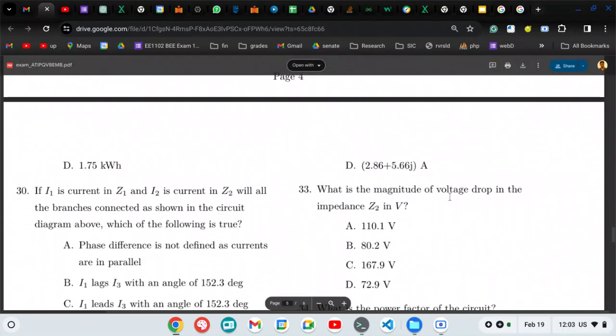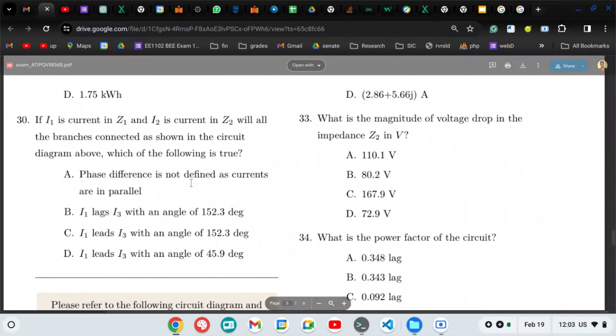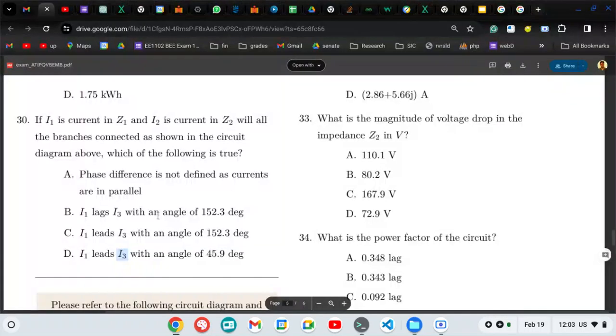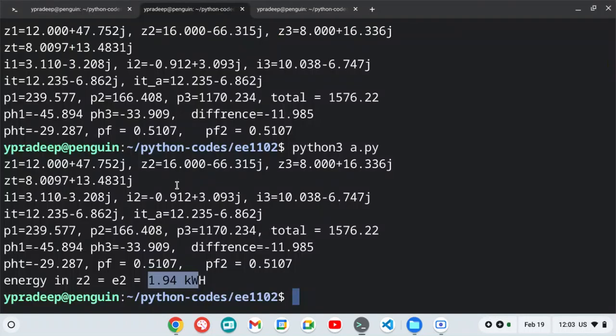So let's continue. Finally, the 30th question. Here there is a small mistake in the choices. This is supposed to be I2, not I3. So Z1 and I2 are the currents. In the choices there is a mistake, it's supposed to be I2. So let's find the phase difference between I1 and I2.